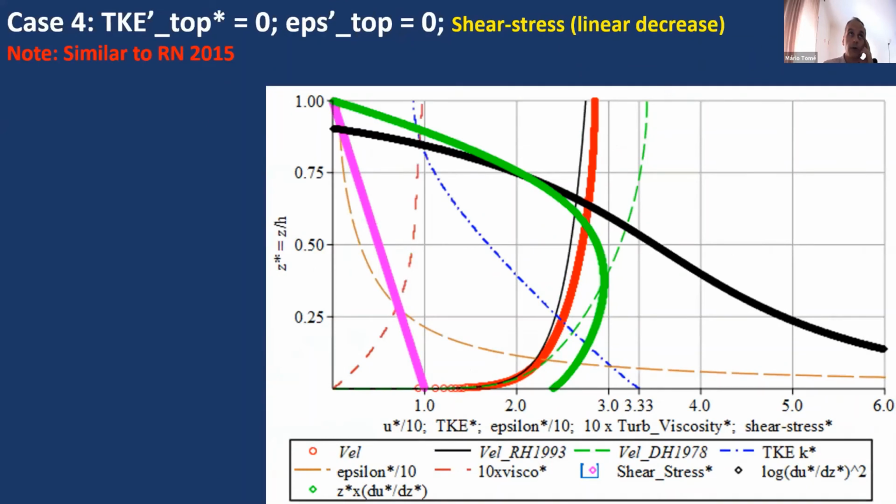The case number 4. This case number 4 is similar to the Richards and Norris work. So it assumes a symmetry at the top. Symmetry at the top means Neumann boundary conditions, the derivatives are 0. And it also assumes that the shear stress decreases linearly from the maximum at the ground till 0 at the top.